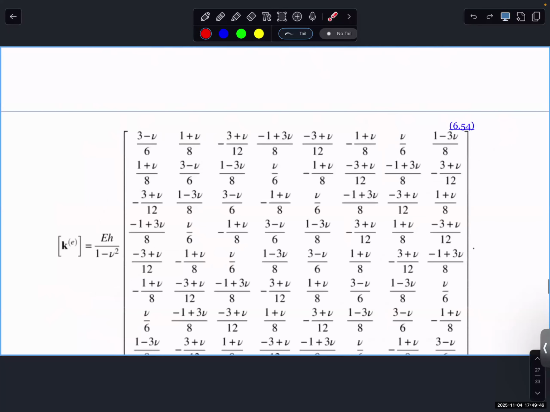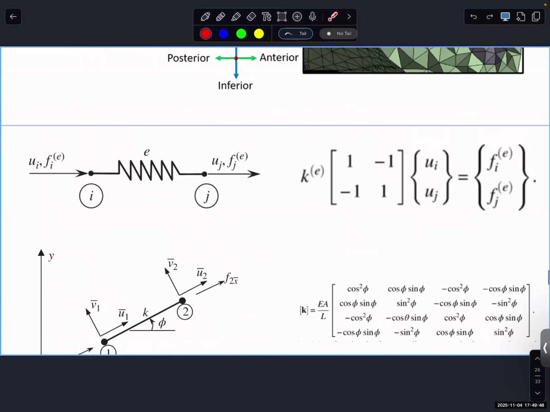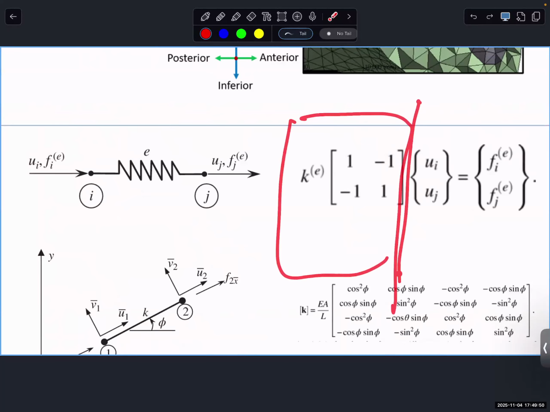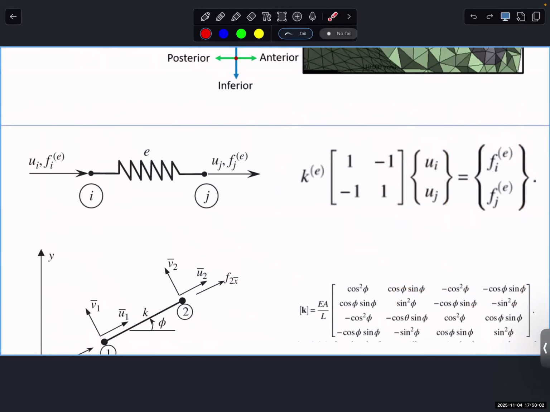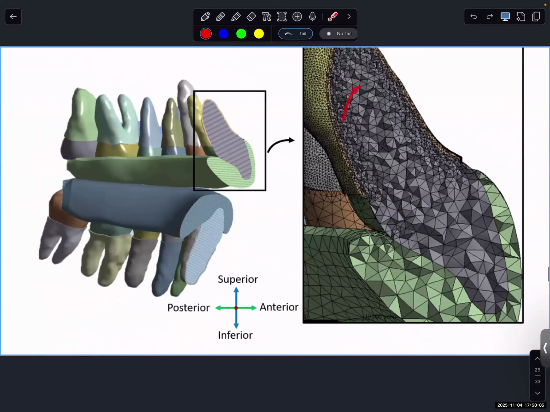Now what we need to do is that for each element, we have the 12 by 12 K matrix. We have displacement for 4 nodes, and each node can have 3 degrees of freedom, so this is a vector of 12 components. And a force, of course, with the corresponding 12 components. And now you have so many tetrahedral elements. And how do we decide the displacement?